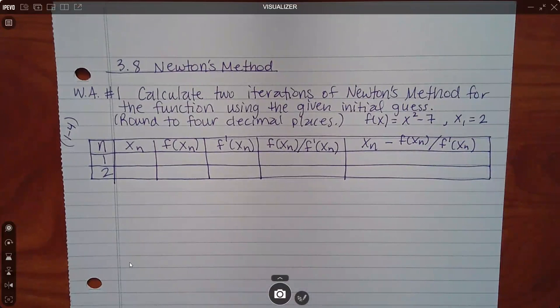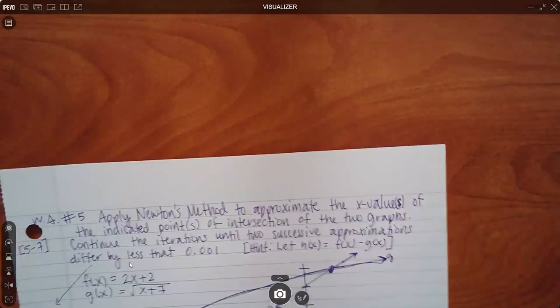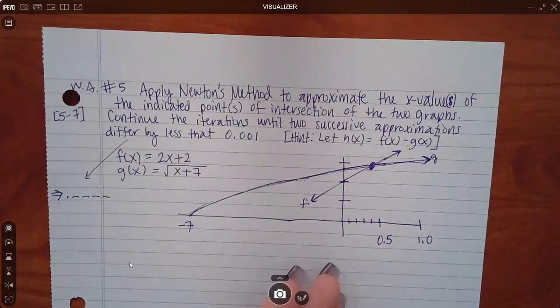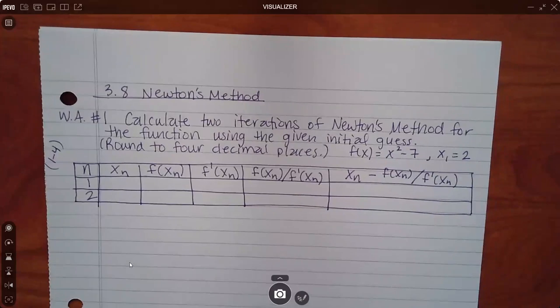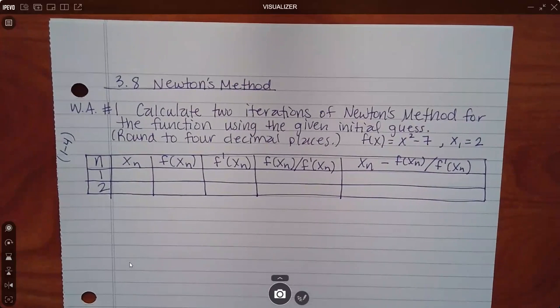There are some later ones, like this one, that do not give me a guess, but give me a picture, which kind of helps, right? If you didn't have the picture, then you would have to draw the picture. But normally you're either given a picture or you're given an x-value and a guess.